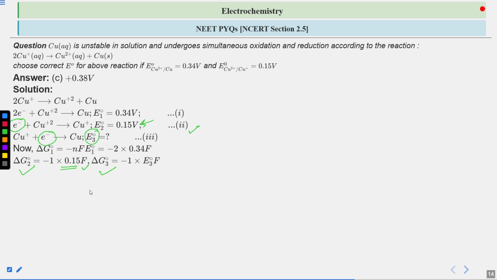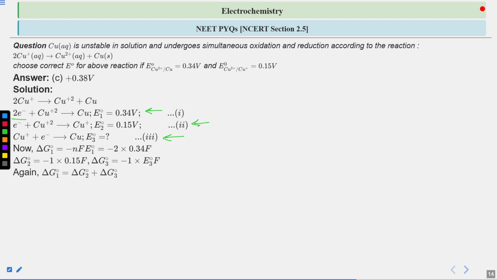Simply, you know that delta G1 naught will be equal to delta G2 naught plus delta G3 naught. G1 naught means the first reaction. This will be the sum of delta G2, for the second reaction, and delta G3, for the third reaction. Because when you join them, this will be the first reaction. Two electrons will form, because both the electrons are on the same side of the arrow. That's why we are adding them.